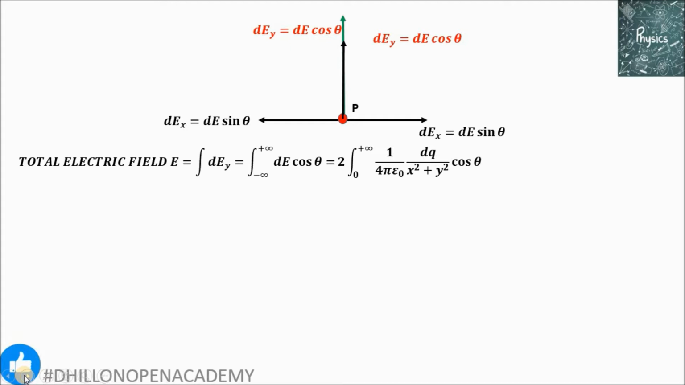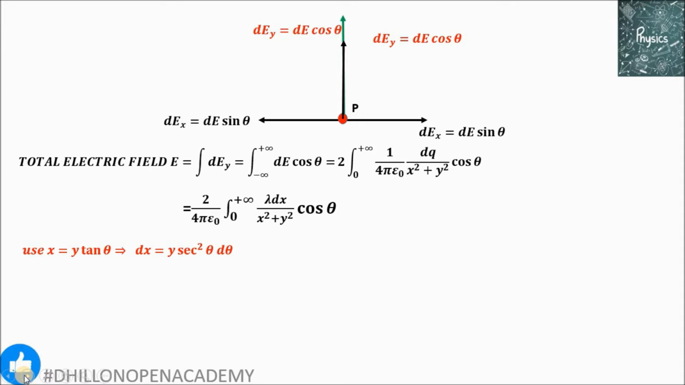After substituting the value of dE, we have 2 times the integral from 0 to infinity of 1 over 4 pi epsilon naught, dq over (x square plus y square), into cos theta. Here we have used the property of integrals that the integral of a function f(x) dx from minus infinity to plus infinity, on changing the limit to 0 to infinity, has to be multiplied by a factor of 2. Using the definition dq equal to lambda dx, we have the expression 2 over 4 pi epsilon naught lambda dx over x square plus y square cos theta, integral from 0 to infinity.